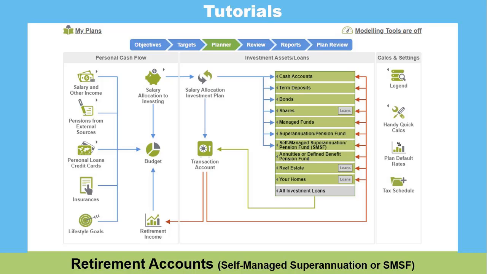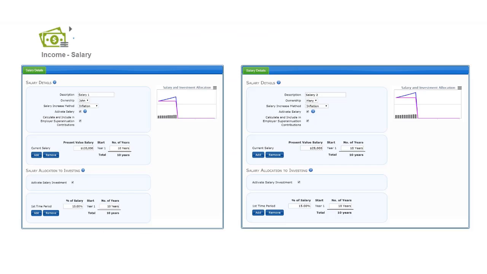In this example of a self-managed superannuation account, we are going to start by setting up a plan for John and Mary, both aged 55, who will retire in 10 years' time. John has a salary of $120,000, however Mary's salary will be just $25,000.